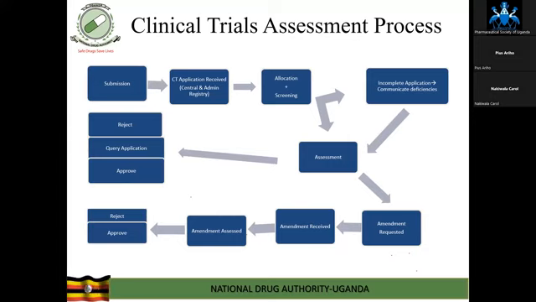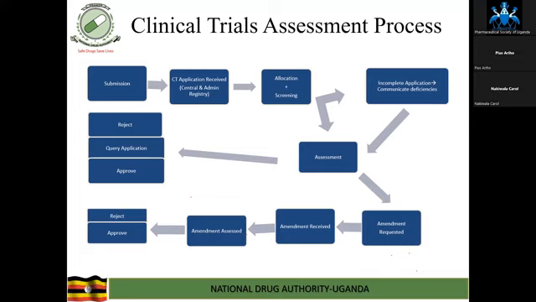So the process is a very long one. The activities are quite many, but I'll try to summarize them like this. So what happens is the applicant submits to NDA a protocol, an investigator's brochure, and many other documents explaining what exactly they want to do and how they want to do it. So that's the clinical trial application.